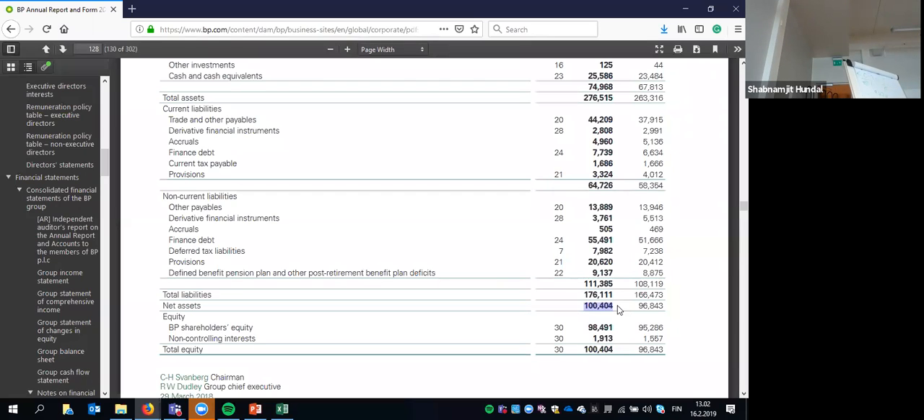Net assets are the book value. Sorry? Net assets or net worth or the book value of shareholders' equity are the same. I explained in the slide. I put that they are also known as.